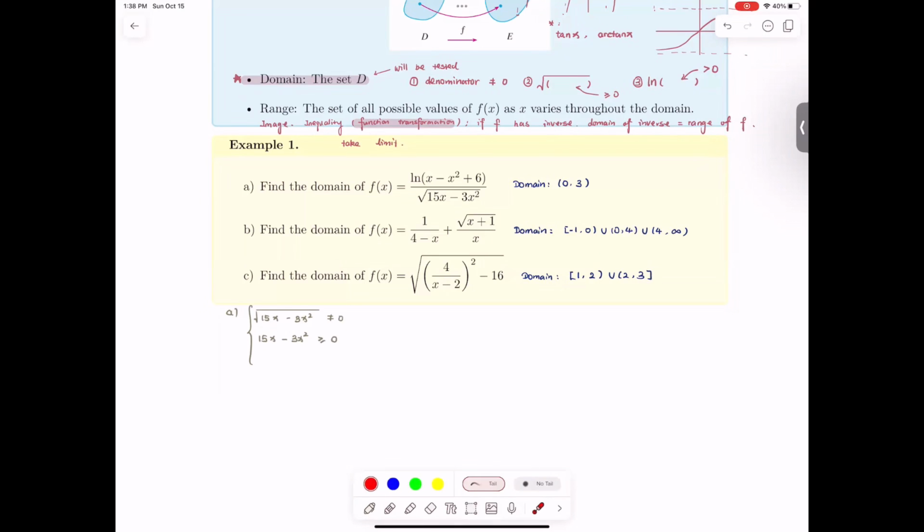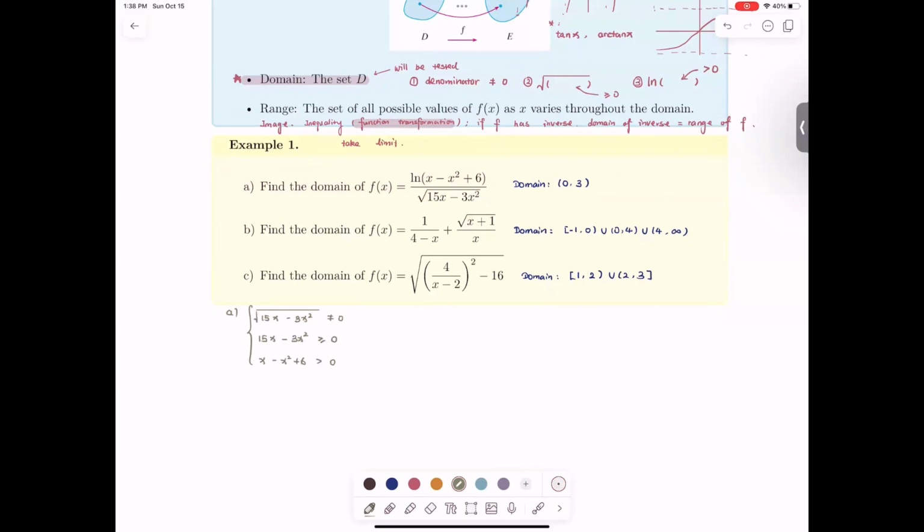And the third restriction is that the log's inside has to be bigger than 0. So that's x minus x squared plus 6 has to be greater than 0. Those three restrictions. Okay.